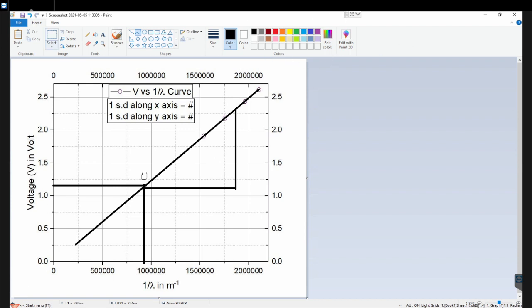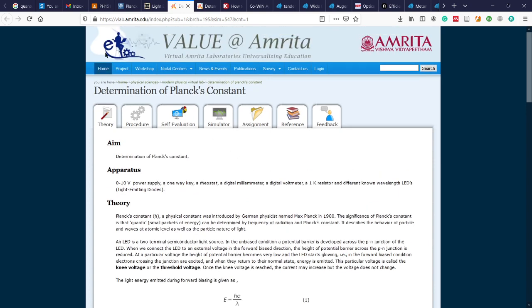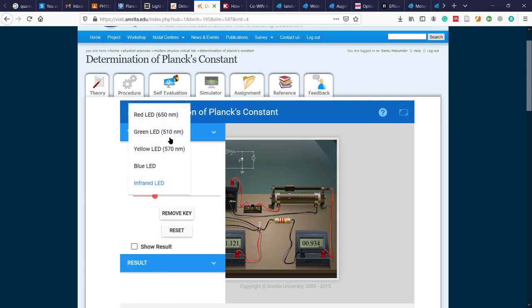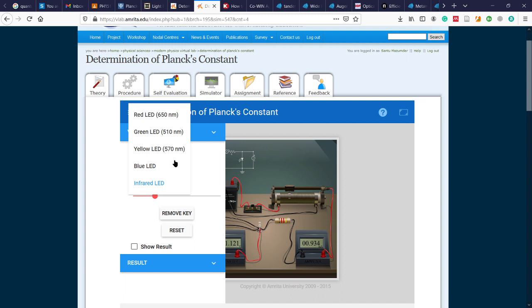So let's revise all the things we have. We have this Planck's constant experiment setup. Here we have done the experiment. We have found the knee voltage for different LEDs. For some LEDs we have the known wavelength, for some LEDs we don't. So we have two tasks. One task is to find out the value of h, that is the Planck's constant, using this formula and using the graph, and the second task was to find out the unknown wavelength, that means the wavelength of the infrared LED.